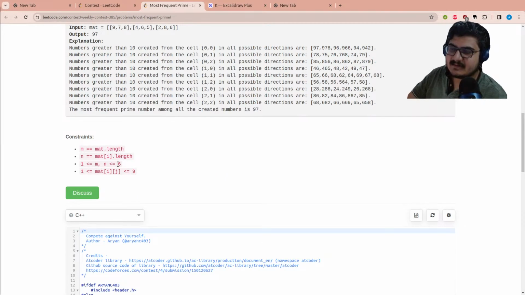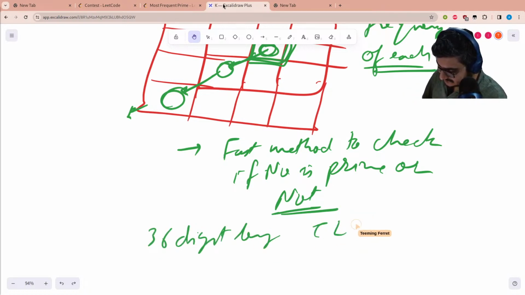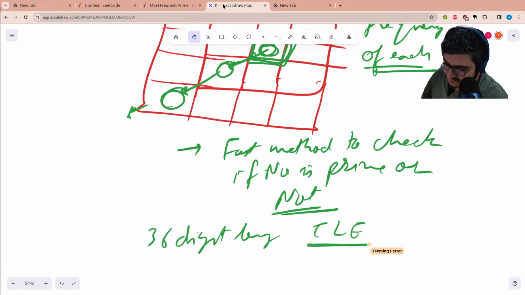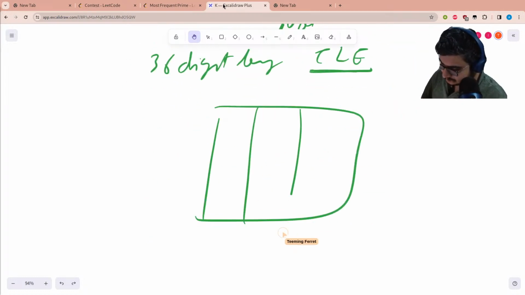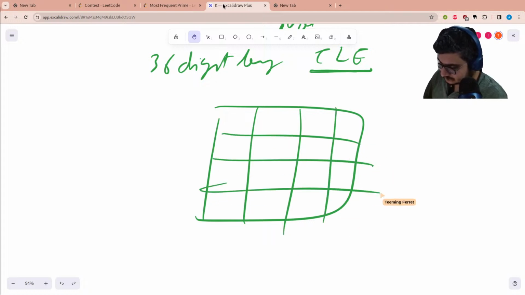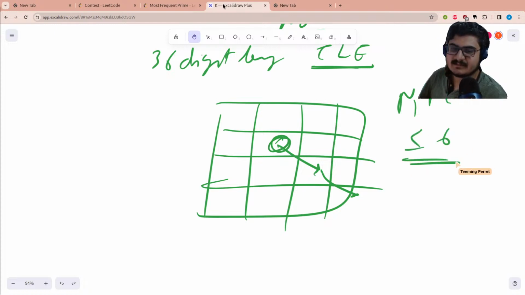And the numbers can be up to length 6. If you try any direction changes, then the maximum number you can get would be 36 digits in length, and it's TLE. Because we can traverse only in one of the directions, and m is less than or equal to 6, the maximum number we can get will have length 6 only.